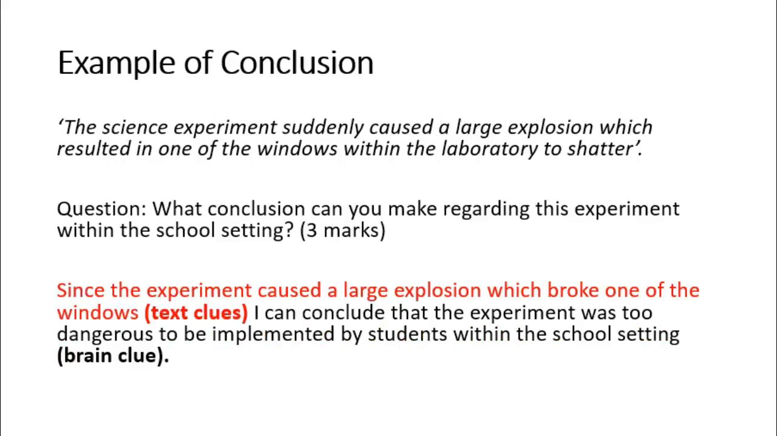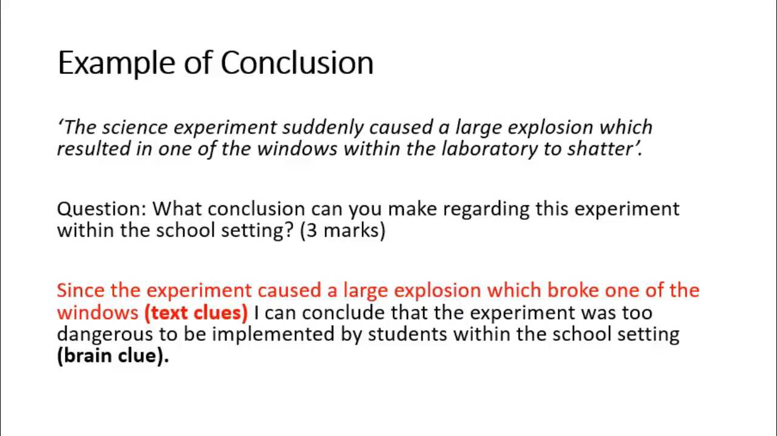Okay, the next type of problem-solving question is concluding, or conclusion, and here is an example below. The text says, the science experiment suddenly caused a large explosion, which resulted in one of the windows within the laboratory shattering. Question: what conclusion can you make regarding this experiment within the school setting? It's worth 3 marks. So within this question, you would have 1 mark for what you can conclude, which is your brain clue, and 2 marks for text clues, which means you need to find 2 points within the text to back up your answer.